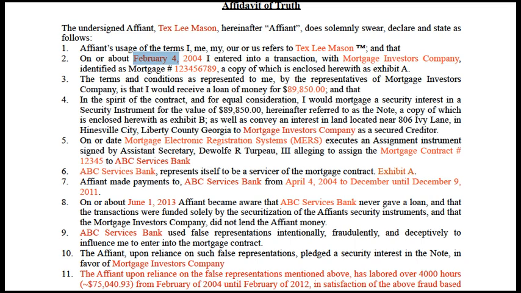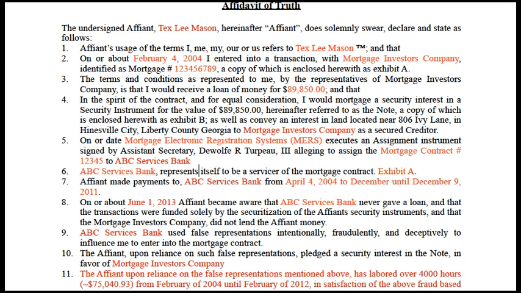I put a copy of your promissory note in there. As well as convey an interest in land located near 800, wherever, physical address is, to Mortgage Investors Company as secured creditor. On or about whatever date, Mortgage Electronic Registration System, MERS, executes an assignment instrument signed by Assistant Secretary DeWolf R. whoever, alleging to assign the mortgage contract number whatever to ABC Services Bank. And I would put exhibit whatever in there, add another exhibit.